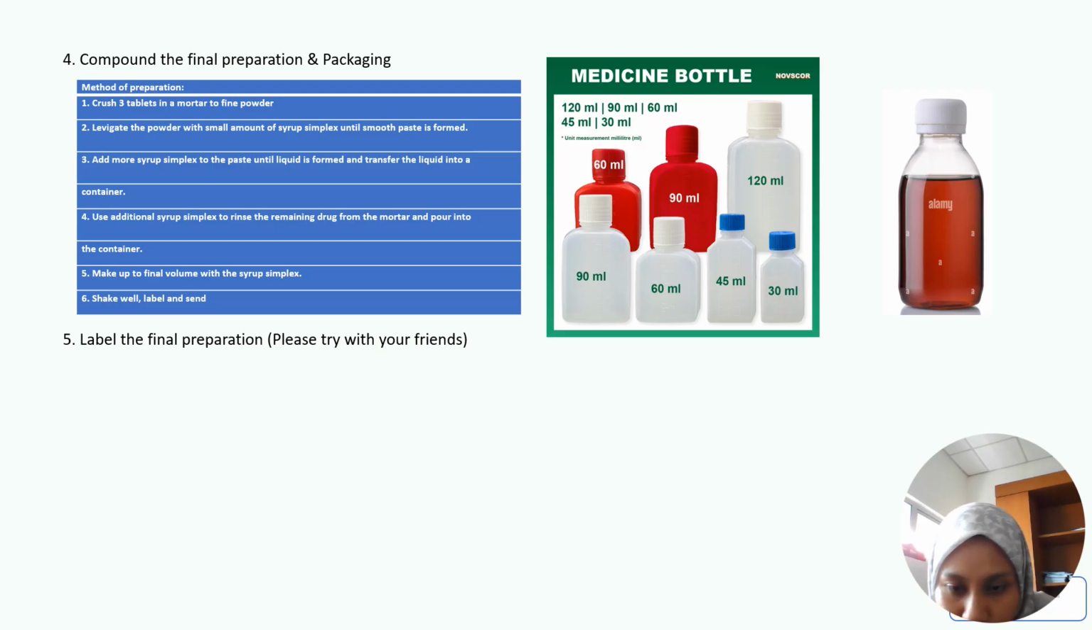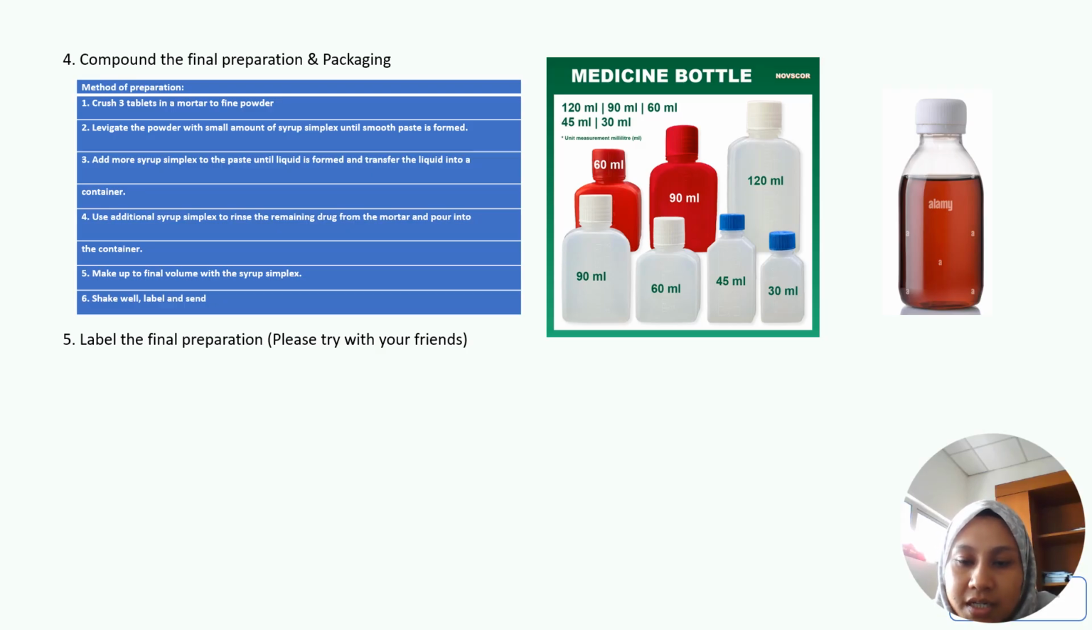We have to pick which container to use. If these are the containers given to you, you have to know how to pick them. As I mentioned previously, we can use plastic bottles. Make sure the container's volume is suitable for your preparation volume. In this case, we can take 30 ml or 45 ml, which is good enough to store our medication. So what about the label?